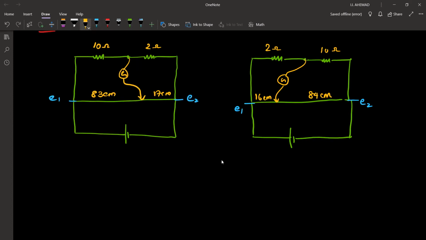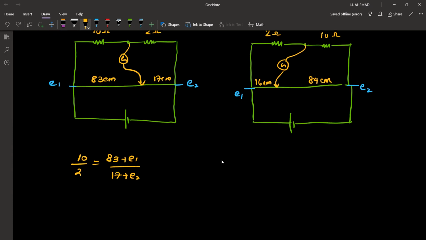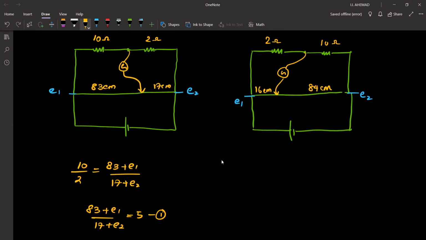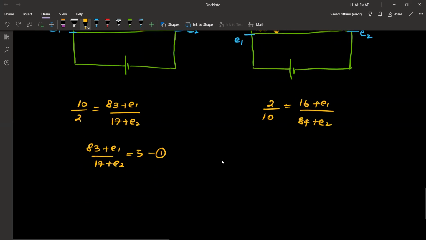In the first equation, 10 over 2 is equal to 83 plus E1 over 17 plus E2. That is equation 1. Or otherwise we can write 83 plus E1 over 17 plus E2 is equal to 5. That is the first equation. The second equation, 2 over 10, is equal to 16 plus E1 over 84 plus E2. So we have 1 over 5 equal to 16 plus E1 over 84 plus E2.